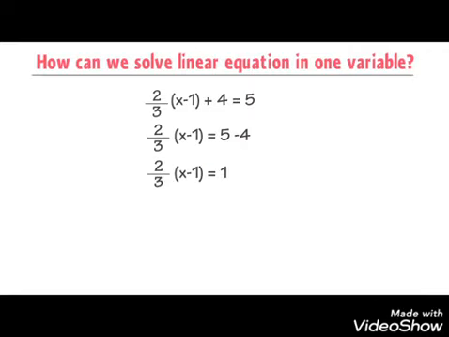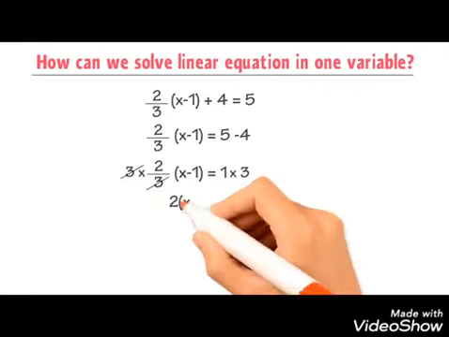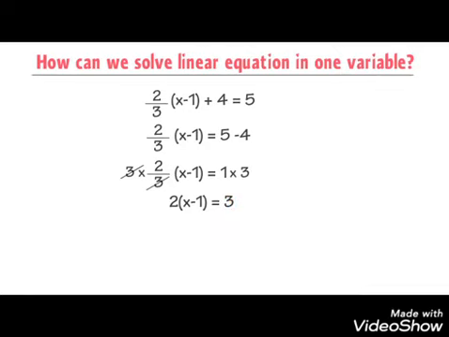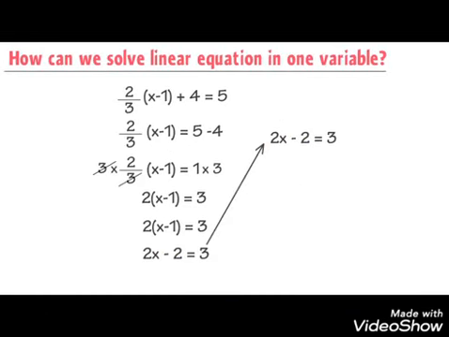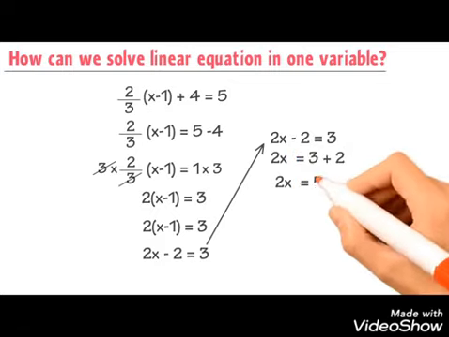Now it is time to terminate 3 as a denominator. To do so, we multiply both sides by 3. 3 into 2 divided by 3 into x minus 1 is equal to 1 times 3. 3 and 3 are cancelled out. As a result, we get 2 into x minus 1 is equal to 3, or 2x minus 2 is equal to 3. Now again we will shift minus 2 from the left hand side to the right hand side. Thus we get 2x is equal to 3 plus 2, or 2x is equal to 5.